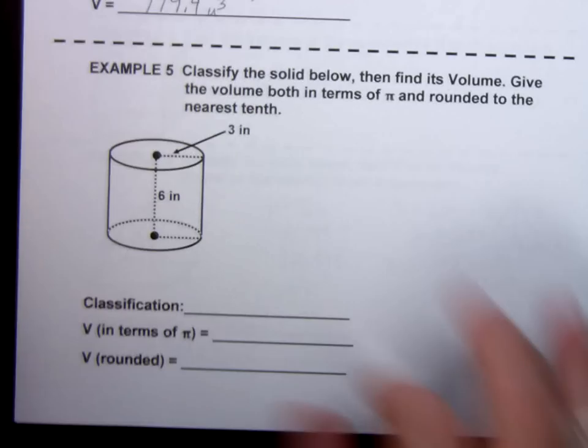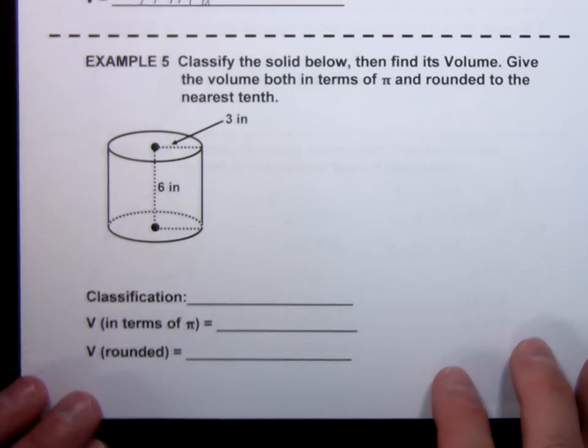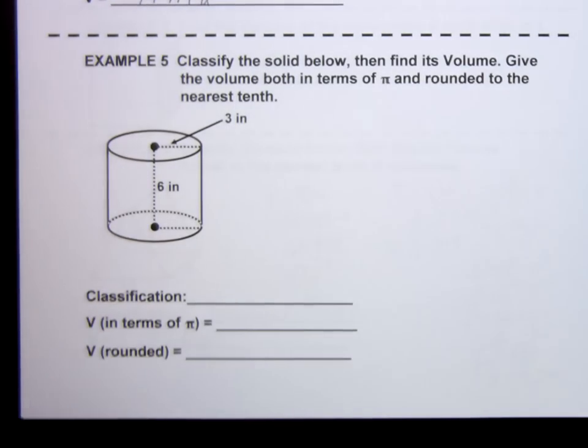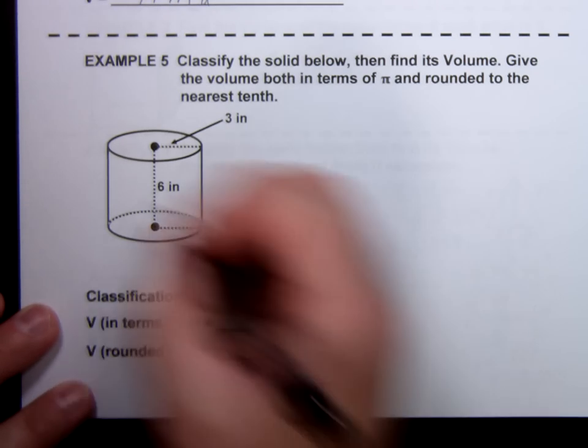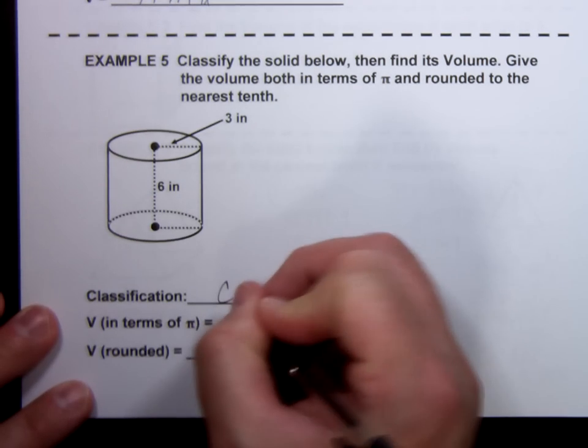Alright, last one. Classify the solid below, find its volume, and give the volume in terms of pi and round it to the nearest tenth. Alright, well, this is a cylinder. When you have two circular bases and a big rectangle going around the side, that is a cylinder.